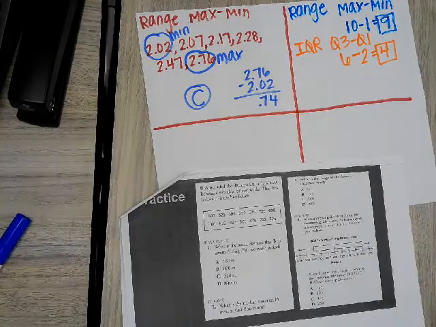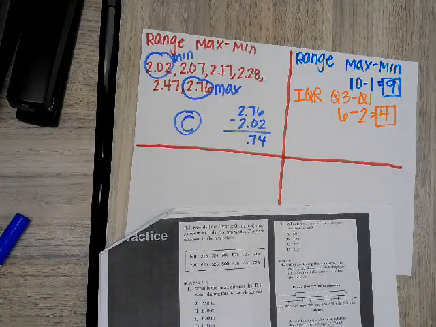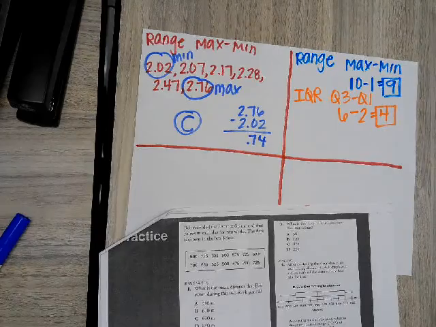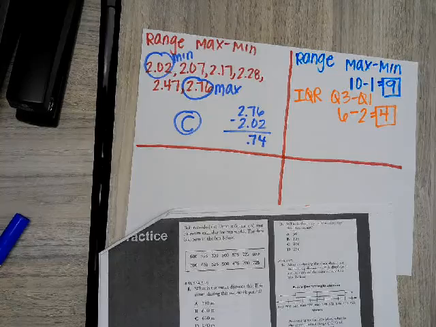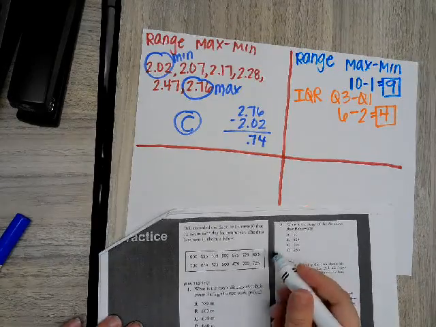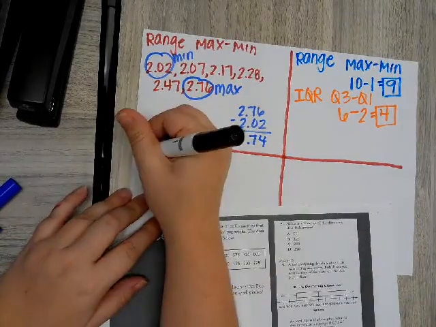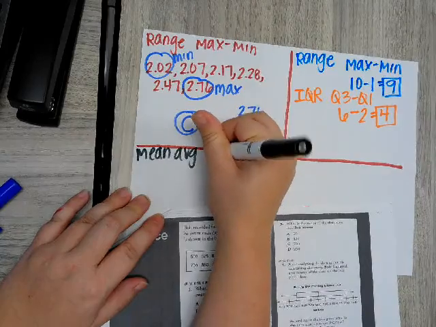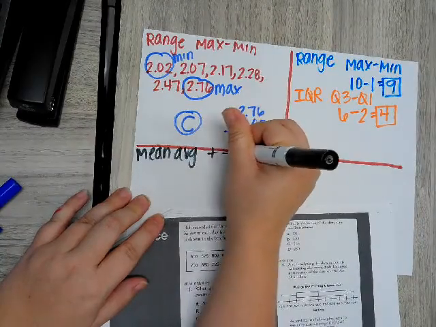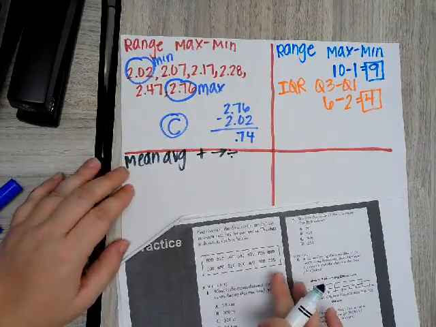Okay, next one. Bob recorded the distance in meters for 2 weeks. The data is shown below. What is the mean? So remember, mean is my average. So we add and then we divide. Okay, so let me go ahead and first put my numbers in order from least to greatest.